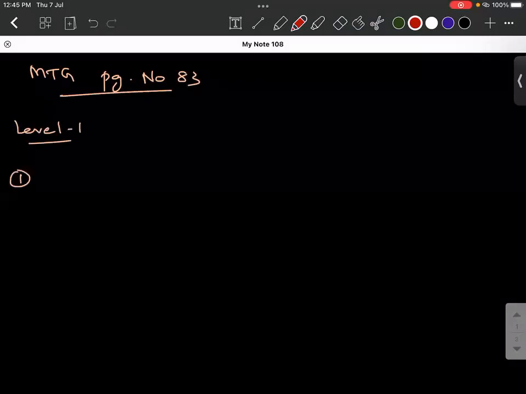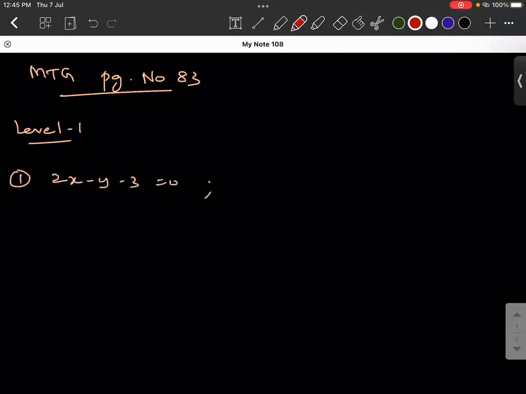Okay, so how to proceed? So what are the two equations? So MTG, what is the page number? Page number 83. You have level 1 problem. Yes. So what is the first question? So what are the equations? Tell me. 2x minus 5 is equal to 0. You need to find the value of k for which it has unique solution.